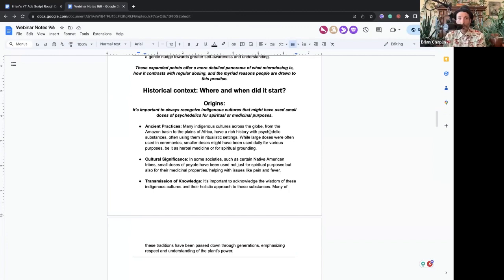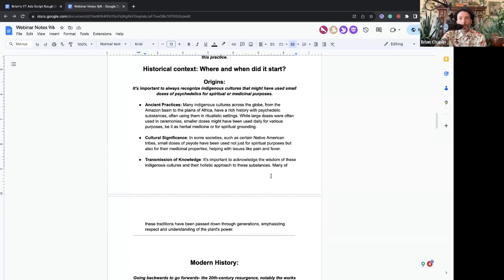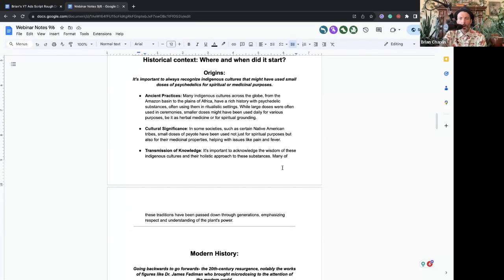Okay, these expanded points offer a more detailed panorama, that wide perspective of what microdosing is and how it contrasts with regular dosing, or macro. Super important, everybody, to always understand the historical context. Where and when did it start? Microdosing, mushrooms, LSD, especially the plant medicines, the peyotes, the ayahuascas, the psilocybins, all the earth medicines, they didn't just appear. Cannabis, they didn't just appear.